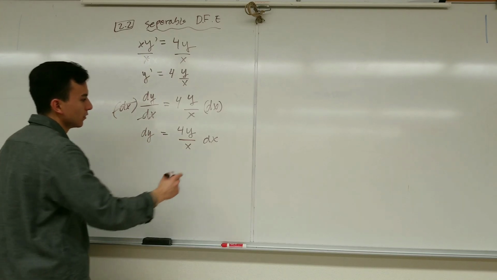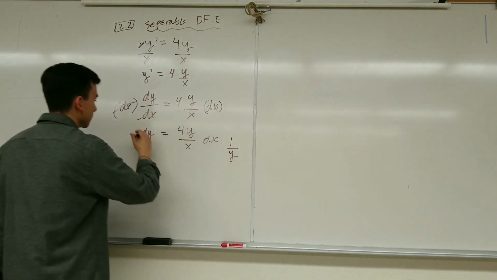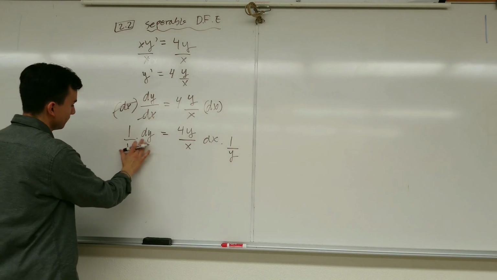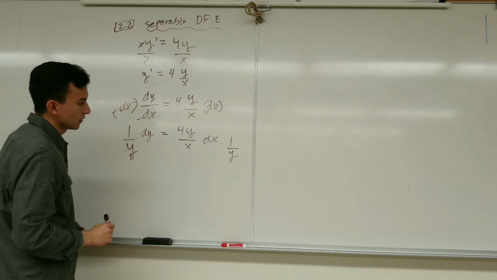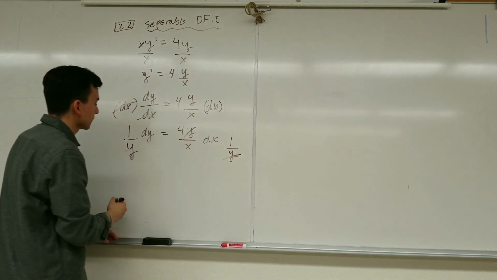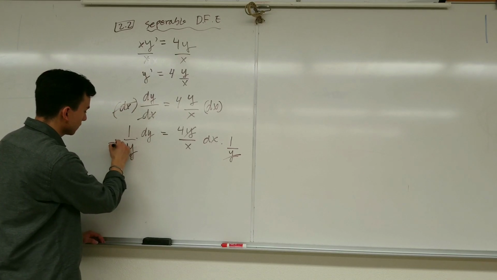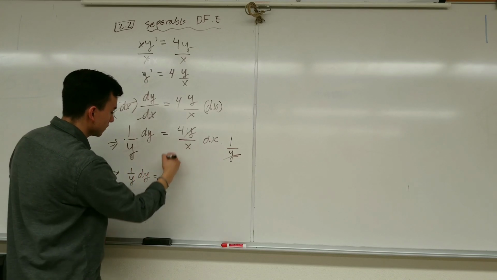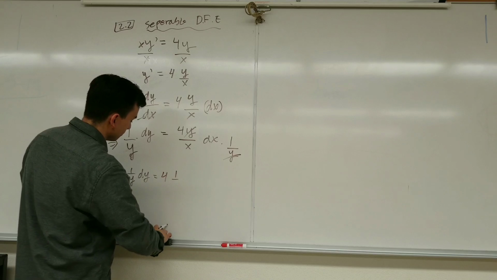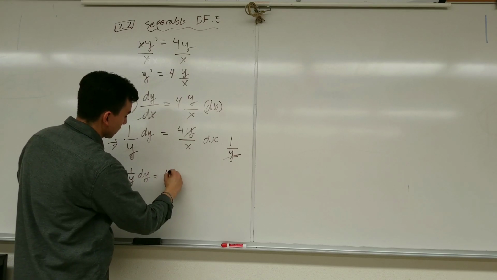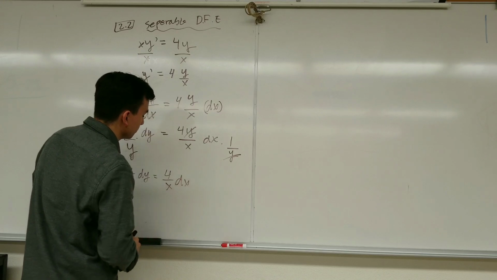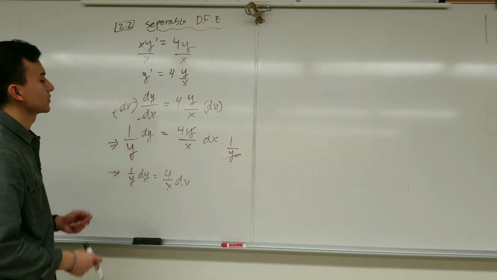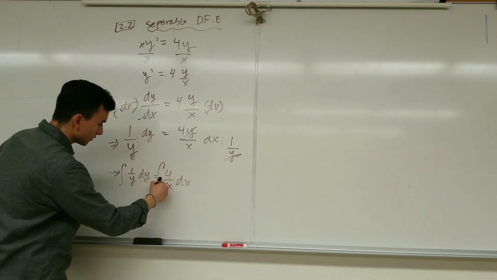Okay. So now how would I get y over here? Well, I'll multiply both sides by 1 over y. All right, so I'm going to cancel these y's out. So now what I'm left with is 1 over y dy is equal to 4 over x dx. Okay, and so the next step for solving separable differential equations is going to be take the integral of both sides.